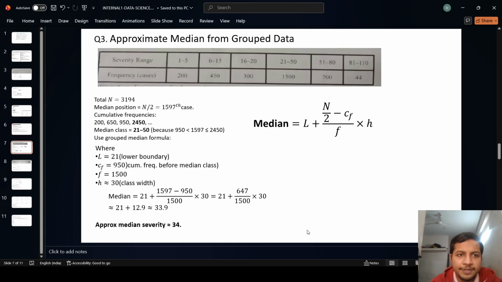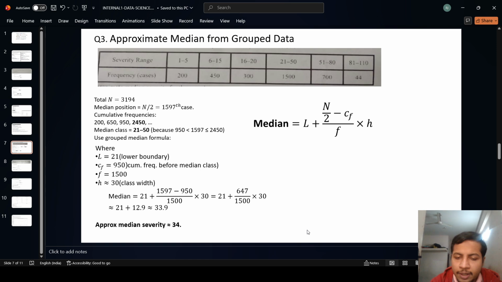Now moving to the third question, which reads: approximate the median from grouped data. The severity range is given, the frequency is given, and we have to calculate its median. So total n is equal to 3194. Median position will be n by 2, that is the 1597th case. Cumulative frequencies are given as 200, 650, 950, 2450. The median class is around 21 to 50 because 950 is less than 1597 and 1597 is less than 2450.